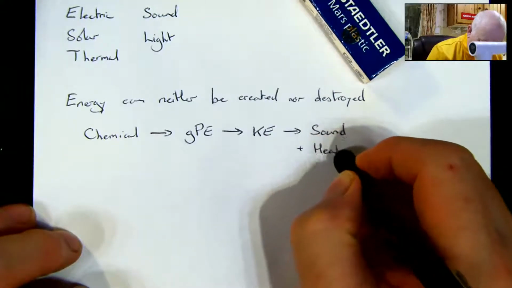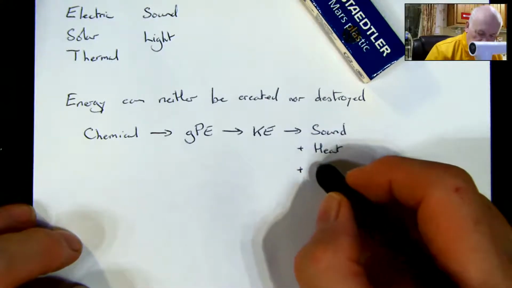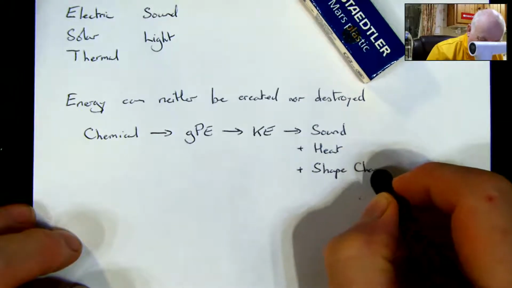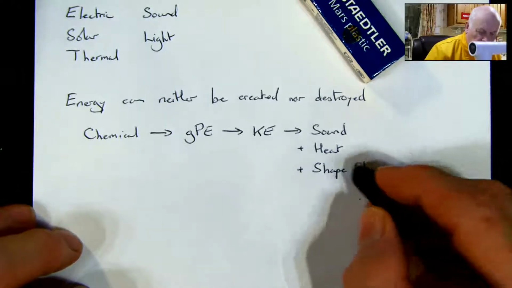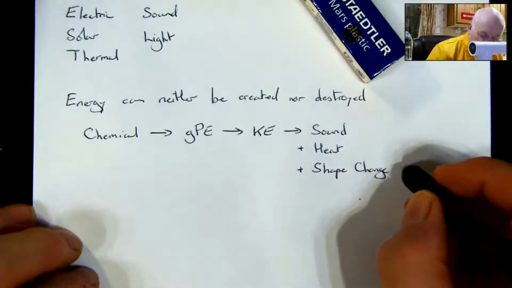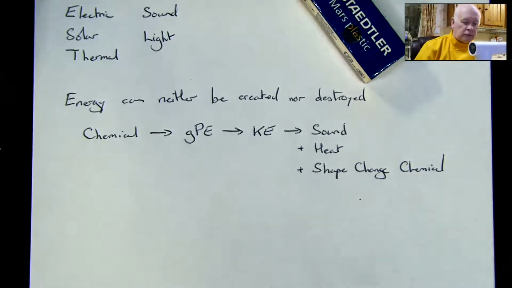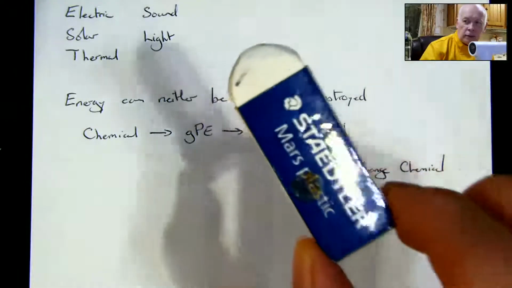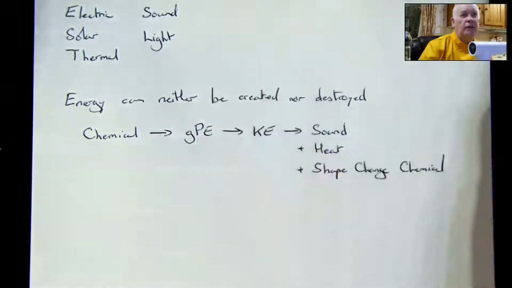Maybe it got a little bit hotter. Maybe there was a change of shape, and energy was required to change the shape of some of the molecules, which is, again, chemical. So energy changes are all around us. The most common one to see is gravitational potential energy turning into movement energy, kinetic energy.